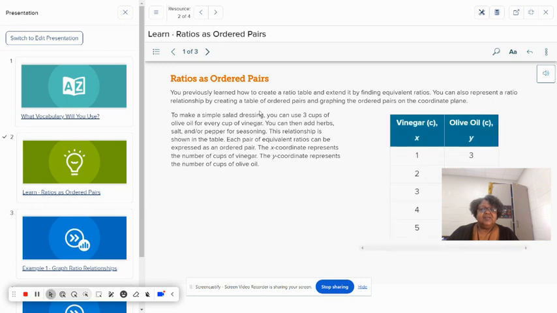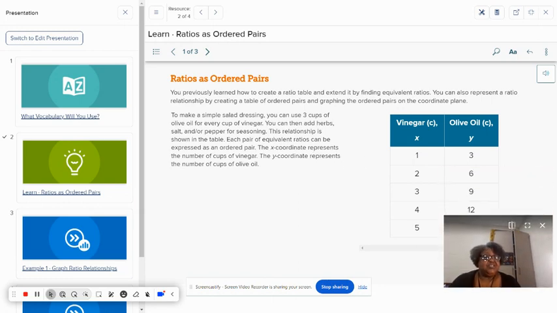So you previously learned how to create a ratio table and extend it by finding equivalent ratios. You can also represent a ratio relationship by creating a table of ordered pairs and graphing the ordered pairs on the coordinate plane. So to make a simple salad dressing, you can use 3 cups of olive oil for every cup of vinegar. And then you can add your herbs and all that kind of stuff.